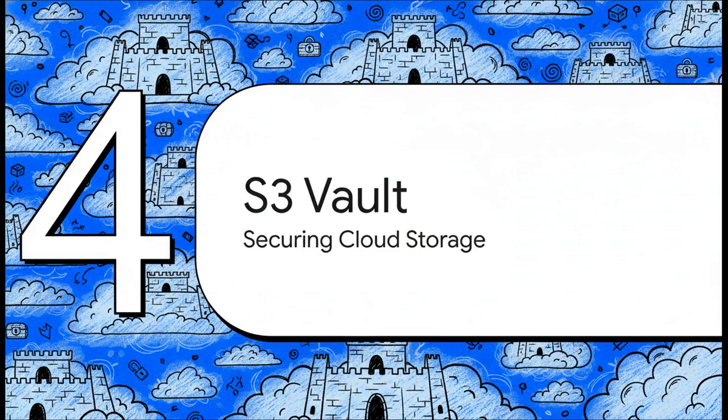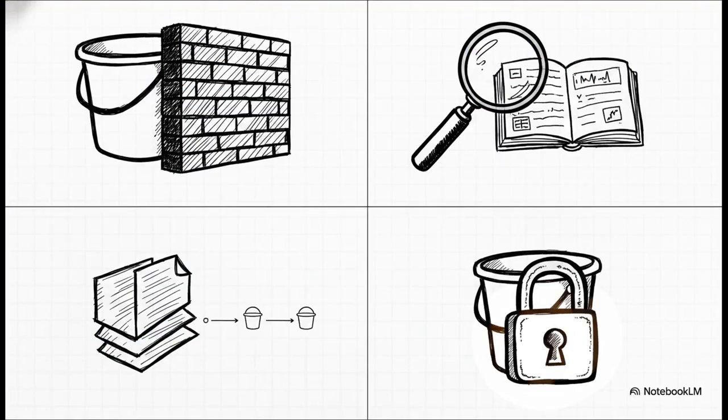All right, Section 4, Securing your S3 Vault. Okay, so our code is clean and our data is safely encrypted. Now let's zoom out to the cloud infrastructure layer. Where does all this encrypted data actually live? Well, for many of us, it lives in AWS S3 buckets. These are basically the massive fortress walls of our system.